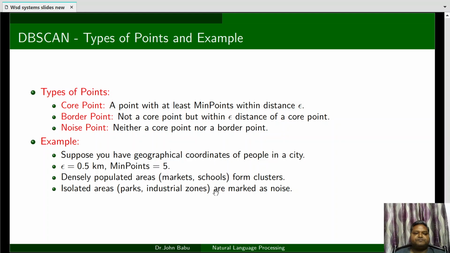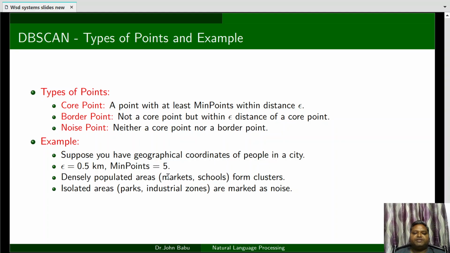Whenever a point comes, we have different types of points in this algorithm. A core point is a point with at least min points within distance epsilon. A border point is not a core point, but is within the distance epsilon of a core point. A noise point is far away from the dense region. For example, if you have geographical coordinates of people in a city, suppose epsilon is 5.5 kilometers and min points is 5.